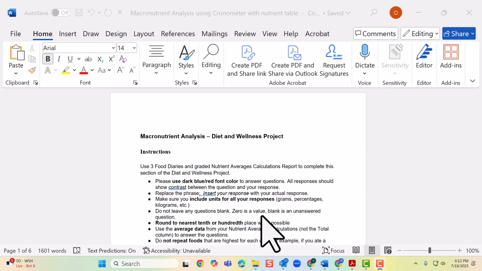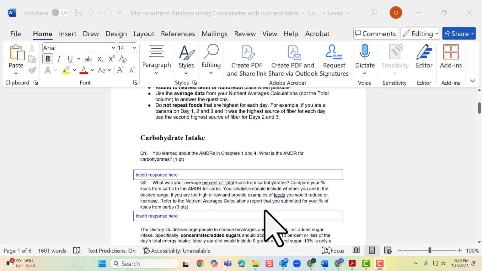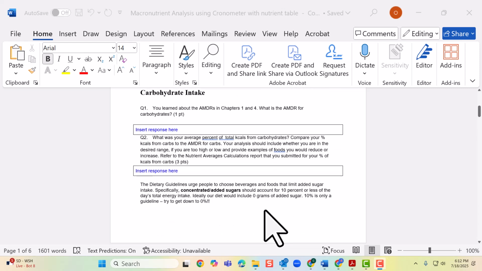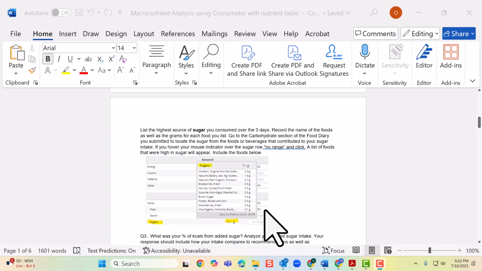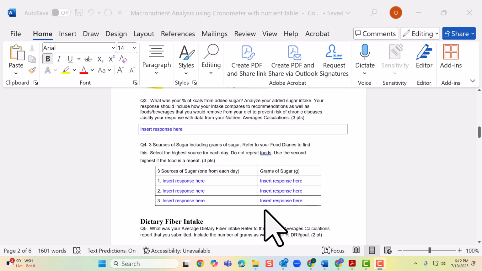In this video, I'm going to go over how to do some protein calculations. These are required for the assignment macronutrient analysis. I've already reviewed in the other two videos how to find data on your nutrient averages calculations and how to find data on the food diaries. There are also screenshots within the assignment just to help you.